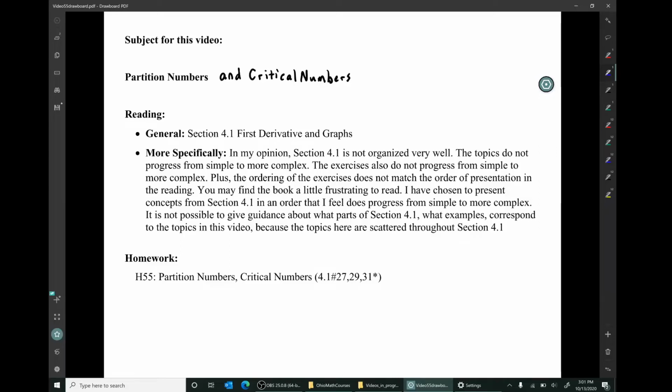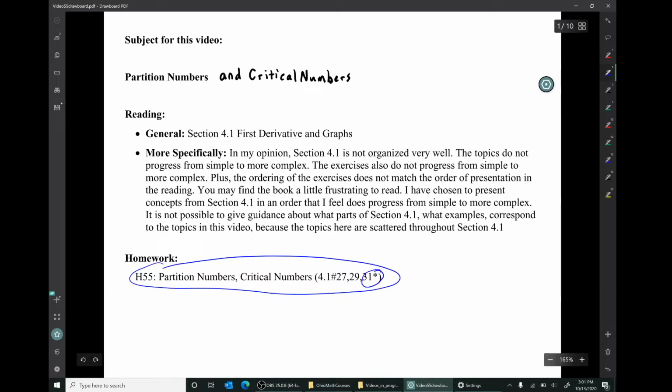The corresponding homework for this video is this collection of 3 exercises from section 4.1. The asterisk on this problem 31 indicates that that problem is not in the MyLab system, but it is in the book and it's worth doing, and we'll do a similar problem in this video.